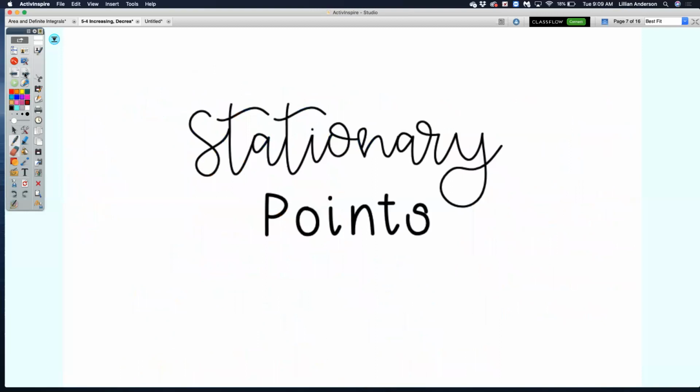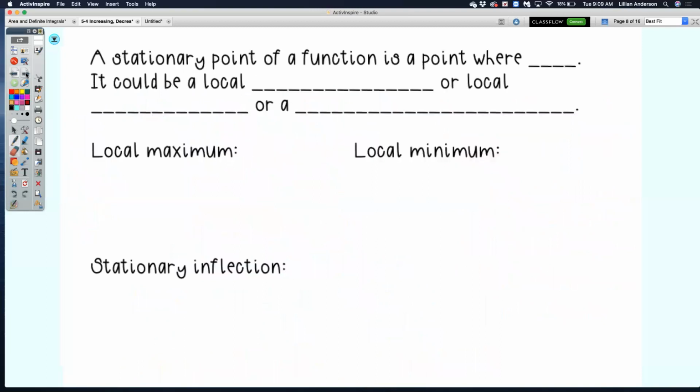So stationary points. A stationary point of a function is a point where the first derivative is equal to 0. You know those values that are called critical points? They're also called stationary points. So all those values that you get when you set the derivative equal to 0 and you solve are called stationary points. I also call them critical values. Depending on where you look, it has both names, okay?